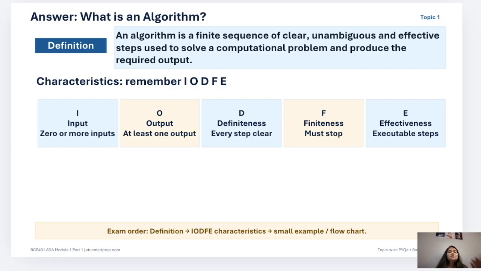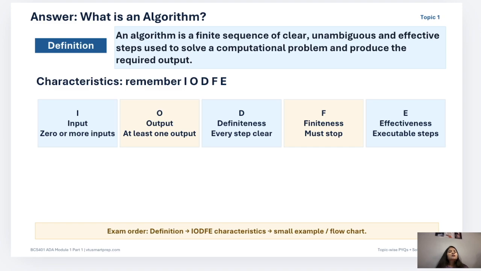So the word itself, if you remember: what is input? It takes zero or n number of inputs inside an algorithm, right? What is output? Any algorithm or any program is going to produce at least one output, right? What does D mean? It is definiteness. Every step must be clear and unambiguous, right? What does F stand for? It is finiteness. An algorithm must stop after a finite number of steps, right?